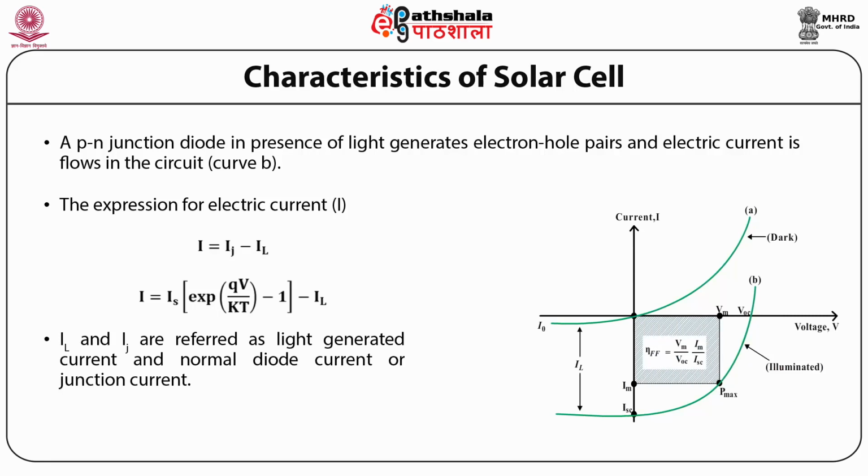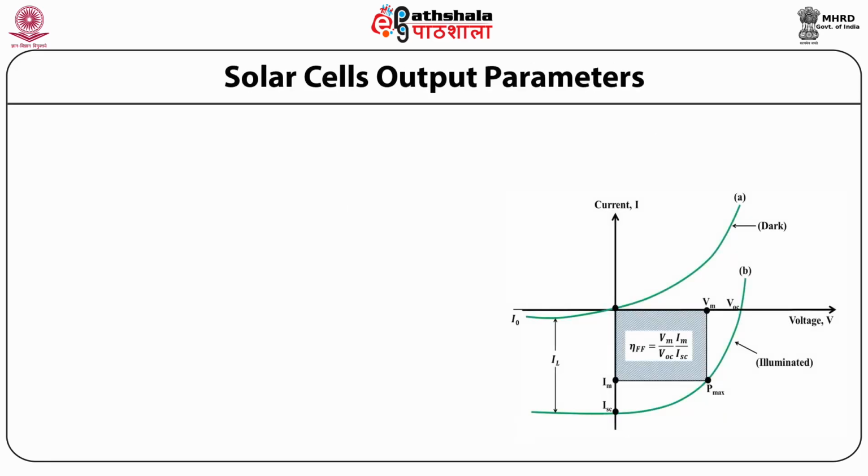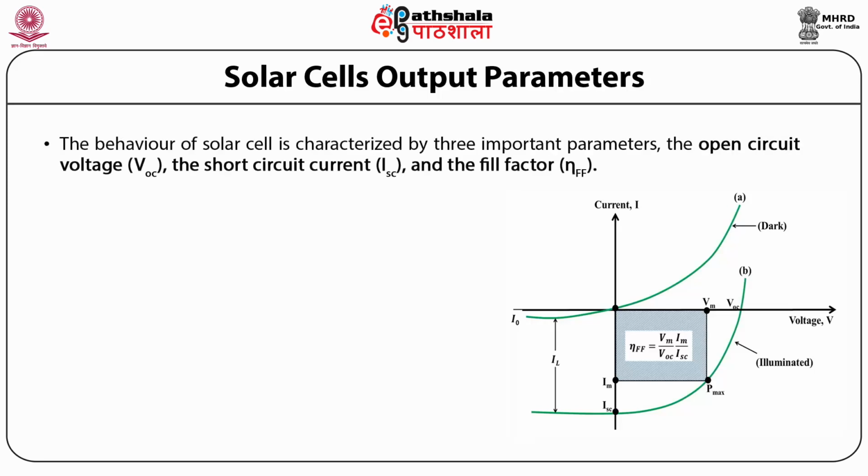So students, till now we have discussed about the characteristics of the solar cell. Now let us discuss about the solar cell output parameters. The behavior of the solar cell is characterized by three important parameters. First is the open circuit voltage VOC.